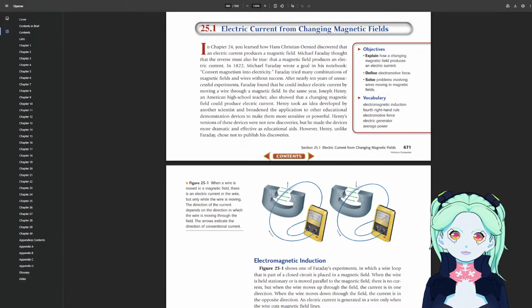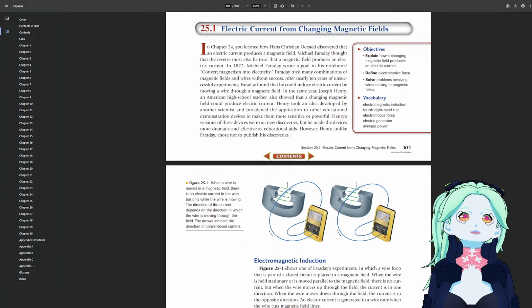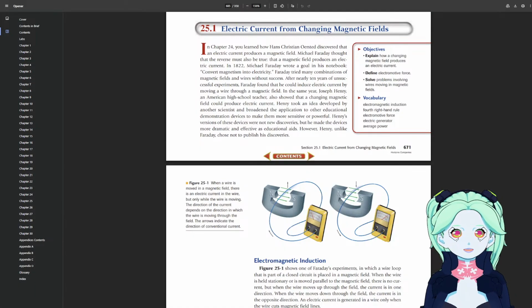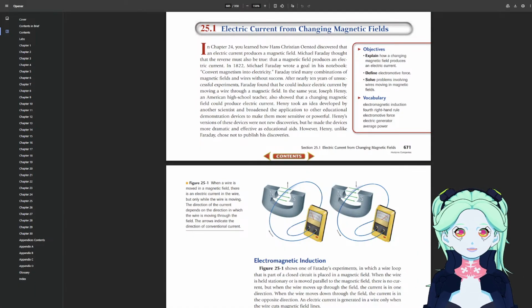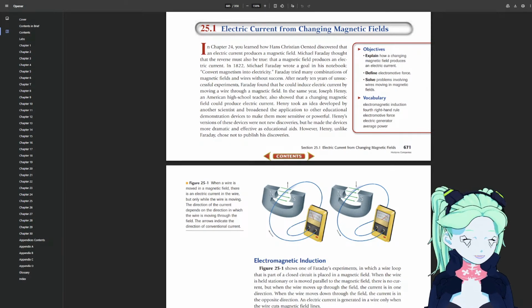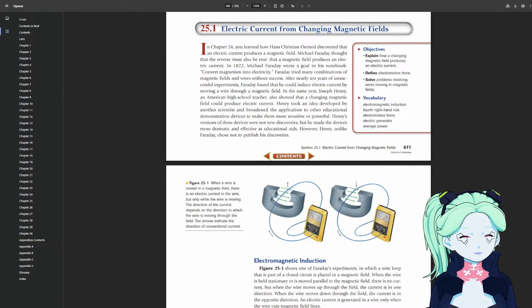Henry took an idea developed by another scientist and broadened the application to other educational demonstration devices to make them more sensitive or powerful. Henry's versions of these devices were not new discoveries, but he made the devices more dramatic and effective as an educational aid. However, Henry, unlike Faraday, chose not to publish his discoveries. Okay, because he couldn't be bothered to help humanity out, huh?